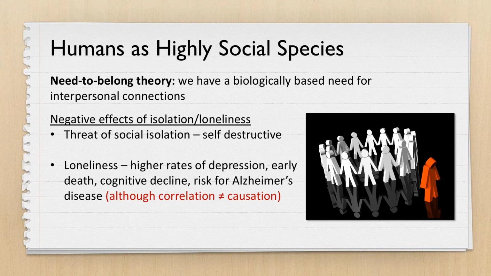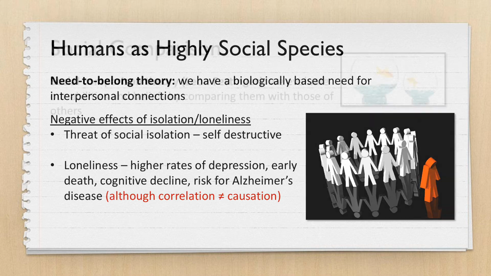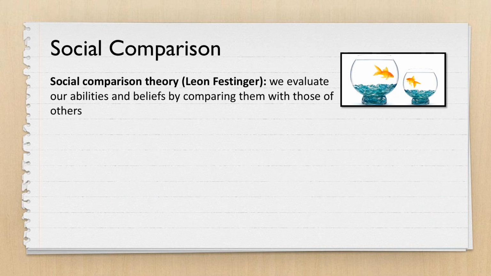So, increases in loneliness are tied to heightened rates of depression, early death, cognitive decline, and risk for Alzheimer's disease. Although we're not really sure those are causal relationships, they are definitely correlated with each other. So humans in general are a social species.